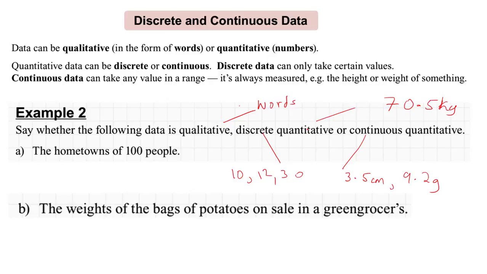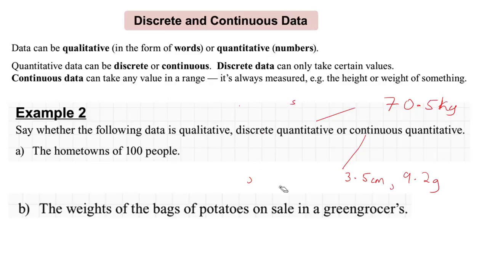Now, the number of people in a bus or how old somebody is, if I'm talking about just their ages in terms of years, then I can only use whole numbers. 1 year old, 2 year, 3 year old. In that case, it's as if it's just counting the number of years they've spent on Earth. Okay, so having understood that, let's try example 2 now.